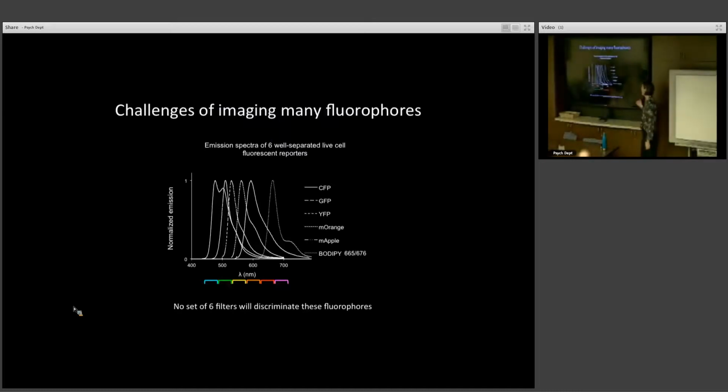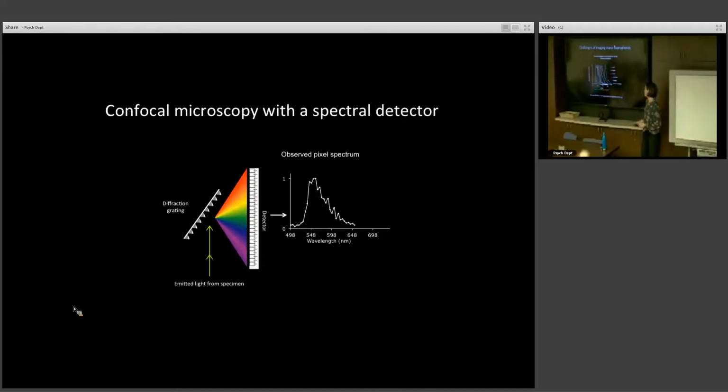So if we take 6 fluorophores whose emission spectra are as well separated as possible, there's still a lot of overlap. So there's no way to separate these fluorophores using filters. So instead, we used an approach. We started with a confocal approach using a confocal microscope with a spectral detector. So here, light that's emitted from the specimen is split by a diffraction grating onto a multi-anode detector so that we can collect an entire spectrum at each pixel in the image.